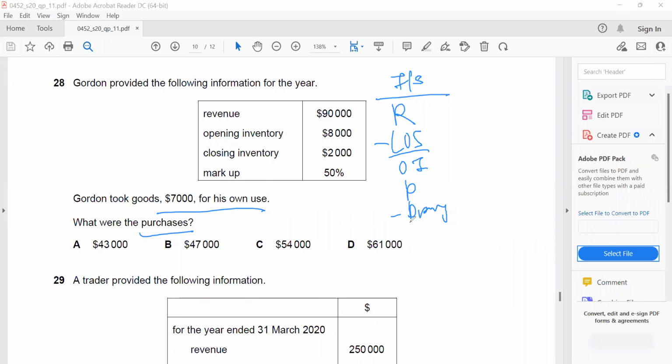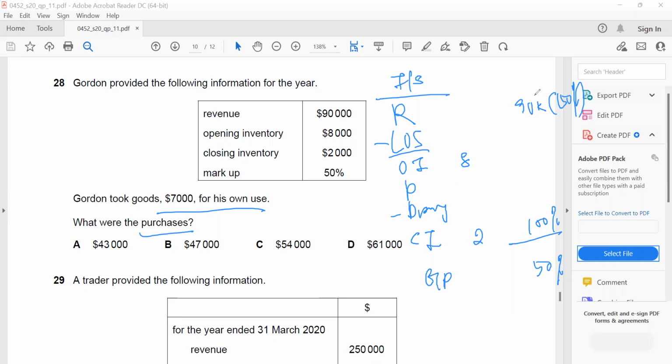Okay, next is the closing inventory. So we put in the amount 90,000, and then opening inventory 8,000. Closing inventory is 2,000. And then markup, okay, markup means that here is the gross profit, markup 50%. So here is 100%, cost of sales is 100%. This one will be 150%. So we use this information to find the purchases.